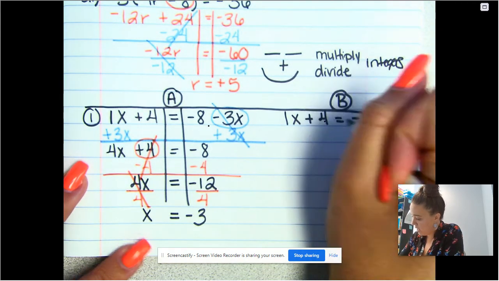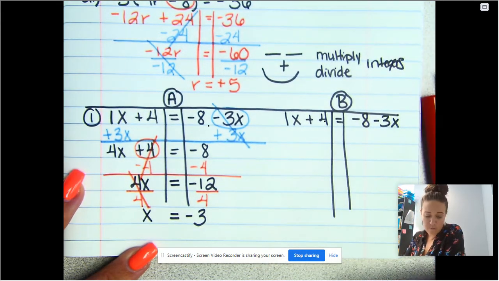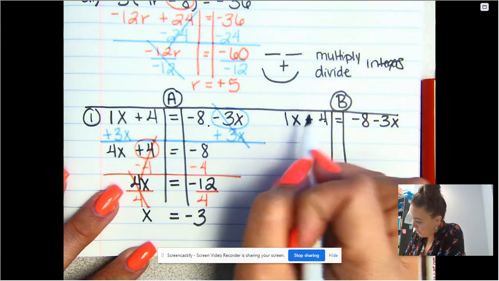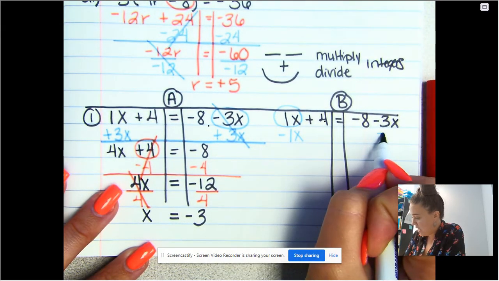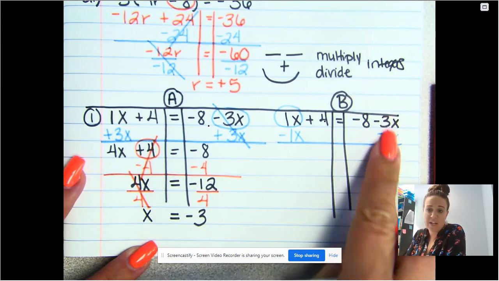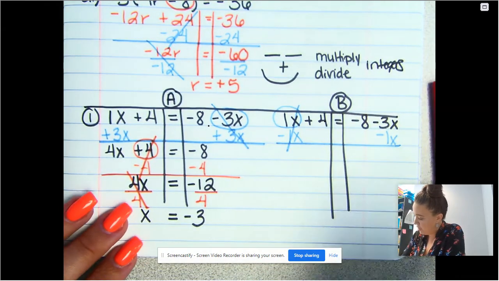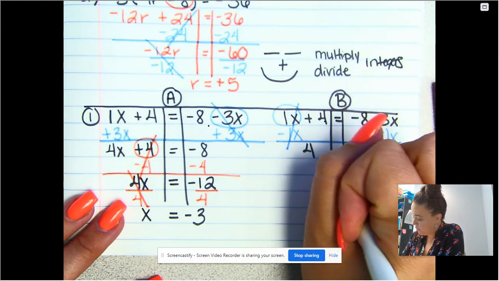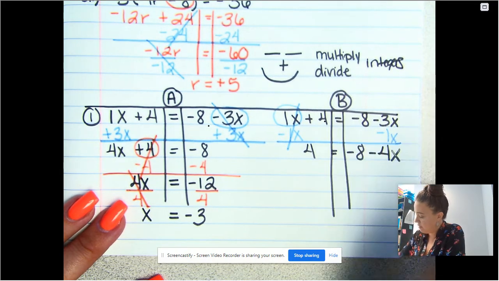You choose the way or the term that you want to move. Okay, what if we moved the x first? So the opposite of 1x or a positive 1x is subtracting. And again, I always like to write what I'm subtracting or moving underneath the like term so they line up. That creates a zero pair. So we are left with 4 is equal to negative 8 minus 4x.